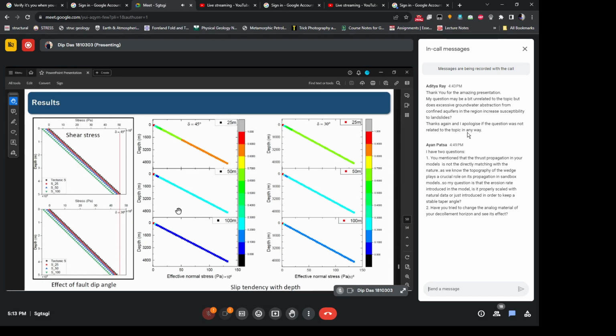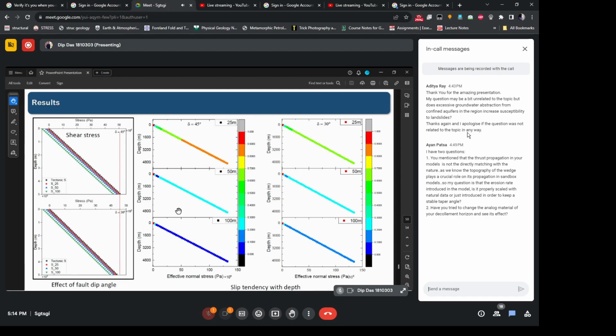No, it's not scaled to the natural data, because over this long time scale, we don't know the erosion rate. So this is just to keep the taper constant. This is not scaled with natural long-term erosion rate.